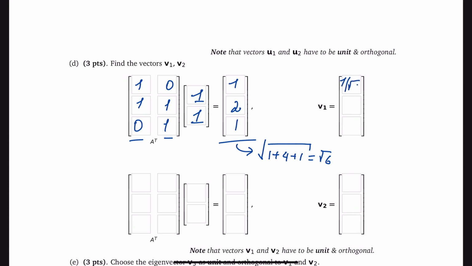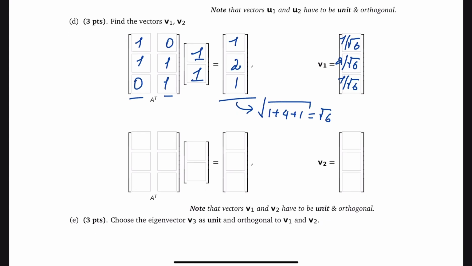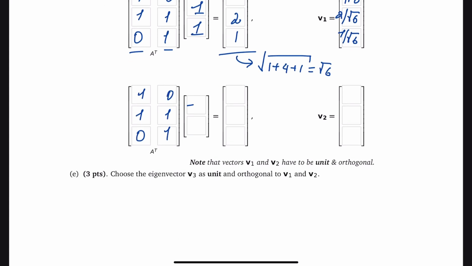It's going to be 1 divided by the square root of 6, 2 divided by the square root of 6, 1 divided by the square root of 6. So now we are going to multiply A transpose, 1, 1, 0, 0, 1, 1, by the second vector, which was minus 1 and 1. It means that we need to subtract the first column from the second. It's going to be minus 1, 0, and 1.